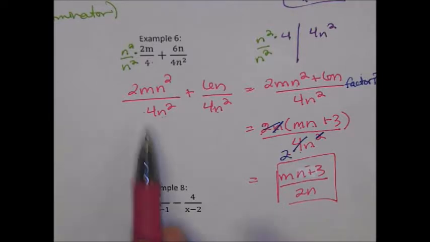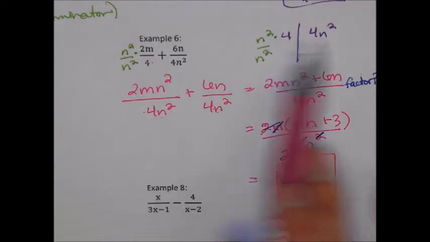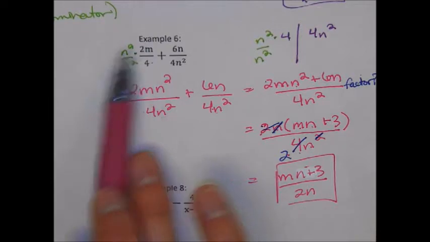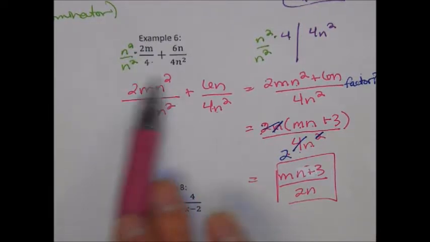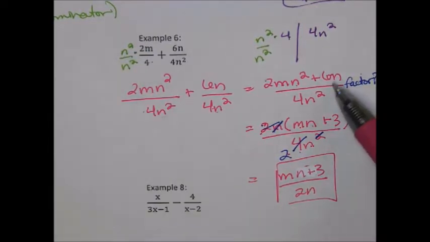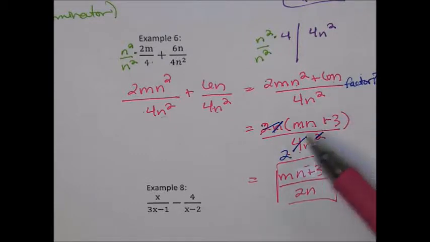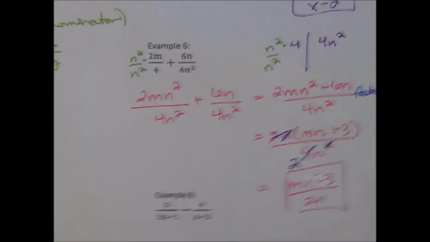So again, we found our common denominator, 4n squared, multiplied top and bottom by n squared, added, factored out a GCF, and reduced. Let's go ahead and try example 7.